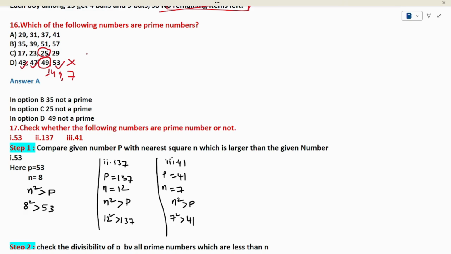Why? Because this is divisible by 5 also, along with 1 and 25. So it has more than 2 factors. So option C is also wrong. Come to option B.